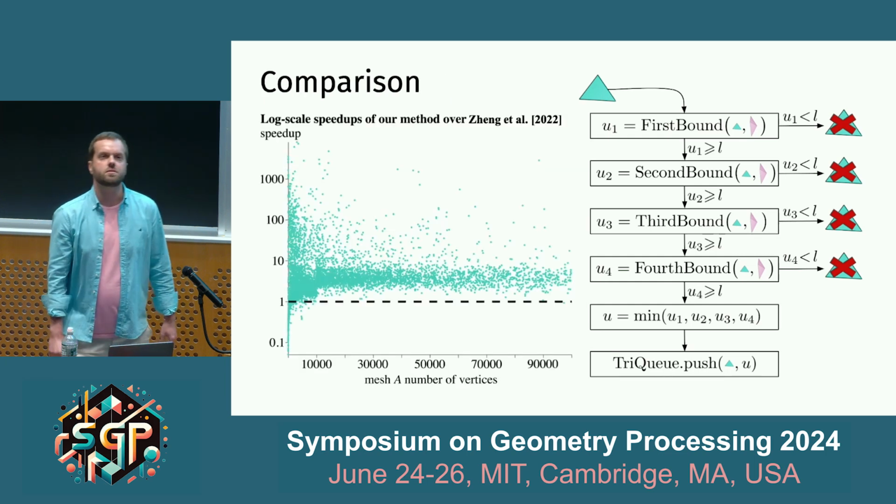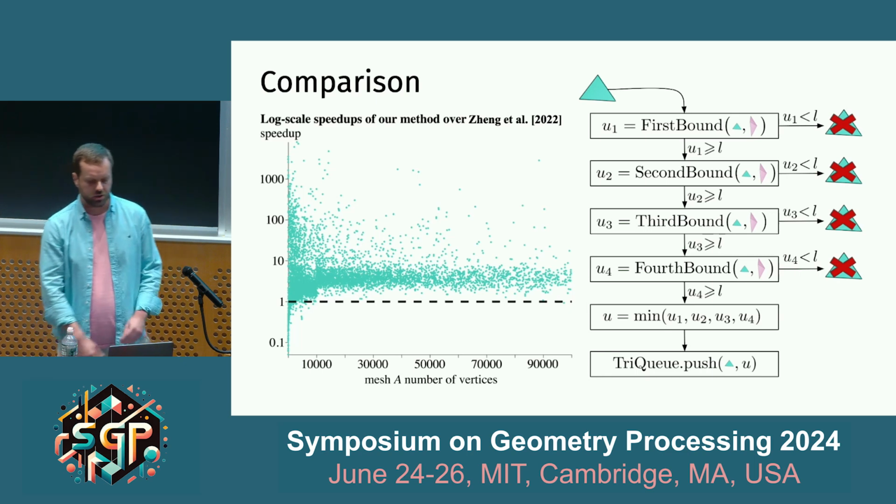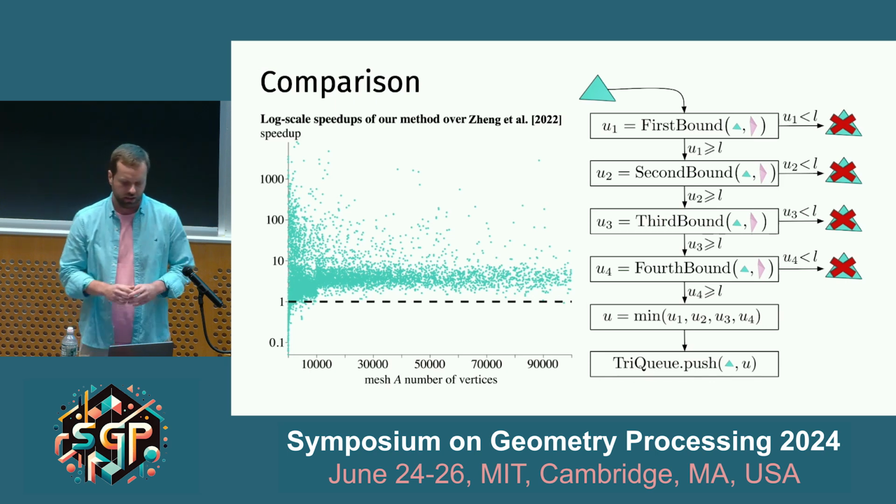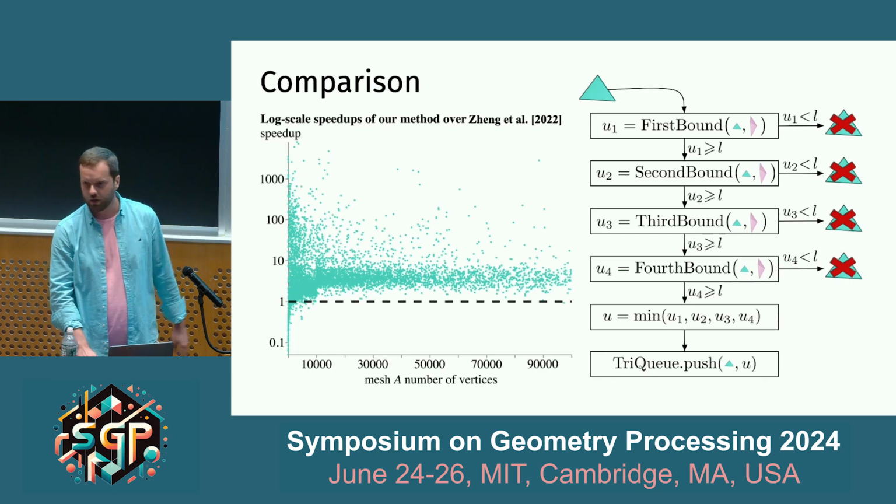Our approach is 16 times faster on average than the most recent branch and bound method on a benchmark with 10K mesh pairs. But before analyzing this plot, let's discuss each of the upper bounds we use.